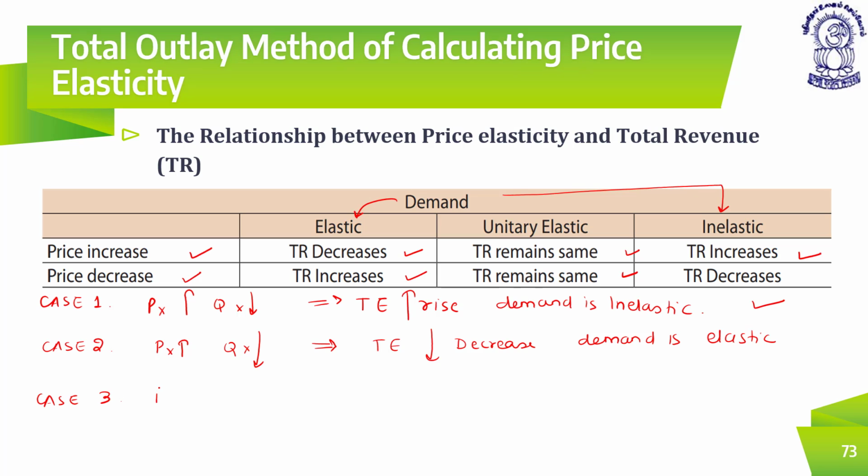Case 3: price of X, X is the product, price of X increases and quantity of X decreases in the same proportion. This proportion is the same. So total expenditure will be unchanged. Unitary elastic. Note down this.